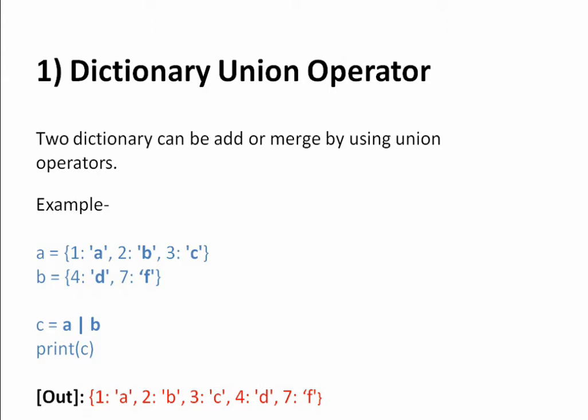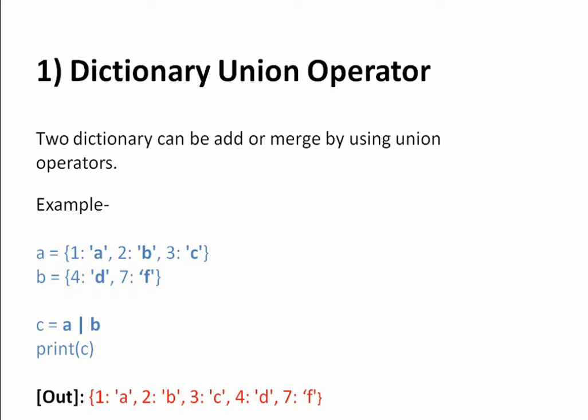As you can see, the output of this operation will be the combined dictionary of A and B. 1 maps to A, 2 to B, 3 to C, 4 to D, and 7 to F. So these two different dictionaries are combined into a single dictionary. That's how the dictionary union operator works.